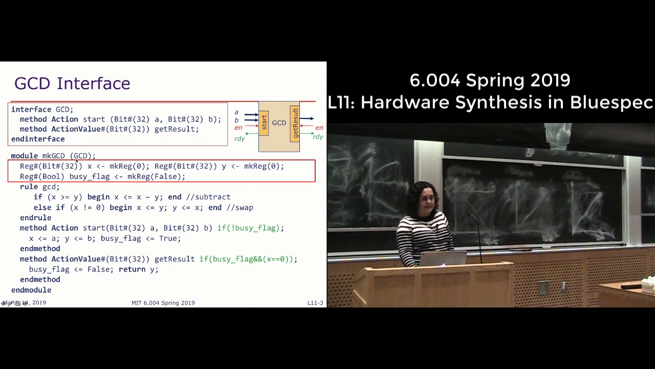So the first is, in every sequential module, we have a few different components. The first is the instantiation of our state, okay? So this part that I've highlighted right here tells us that we have two 32-bit registers, both of which are initialized to a value of 0, and we have a Boolean register for the busy flag to tell us whether or not the GCD is in the middle of the computation.